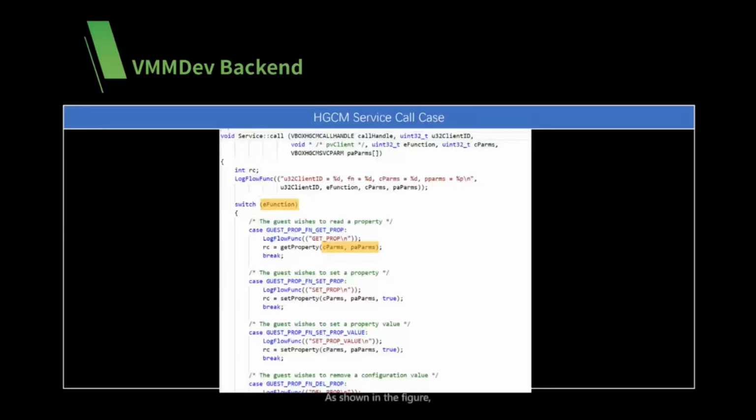As shown in the figure, this is the core function of the guest property service, where the function, cParms, and paParms can be controlled by the guest. We should pay attention to them.